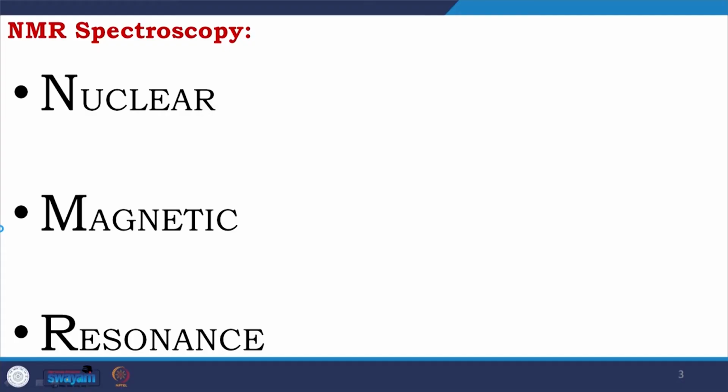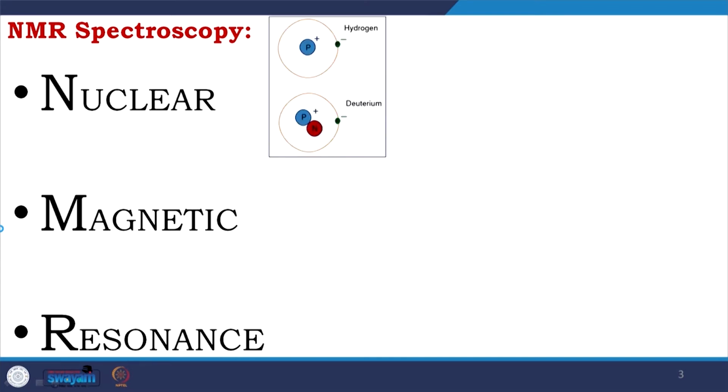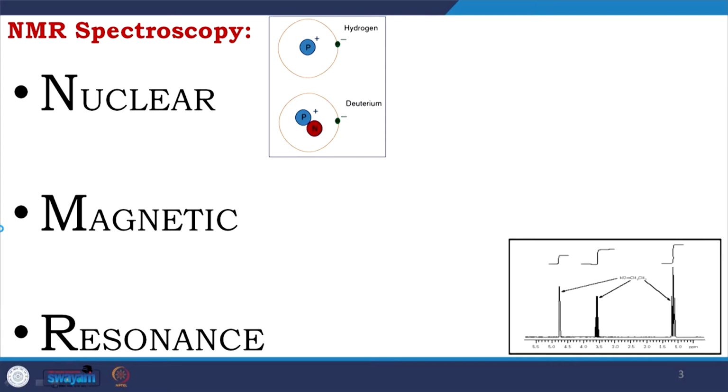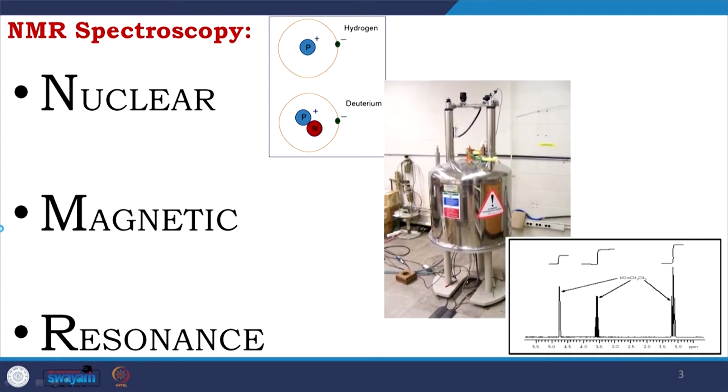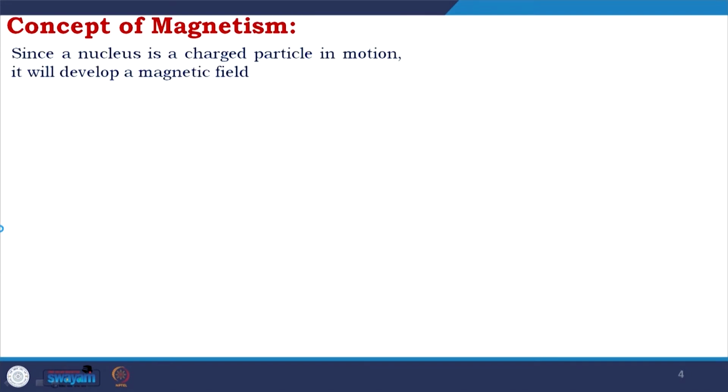As I told, NMR spectroscopy has three components, as the name suggests: nuclear, magnetic, resonance. In the last class we talked about the nucleus, and today we will talk about resonance, and in between there is the magnet and magnetic property. So, let us come to the concept of magnetism. Since a nucleus is a charged particle in motion, it will develop a magnetic field.